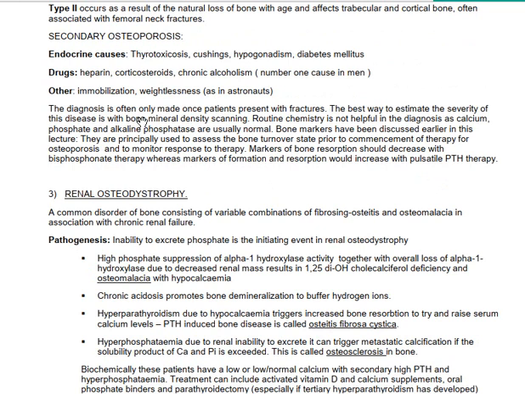So the diagnosis is often only made once the patient presents with a fracture. Generally, we don't make a diagnosis before a fracture. We present after a fracture because the patient may have a risk factor for osteoporosis, so osteoporosis is being found. The routine chemistry is not helpful in the diagnosis, as calcium, phosphate, and alkaline phosphatase are usually normal.